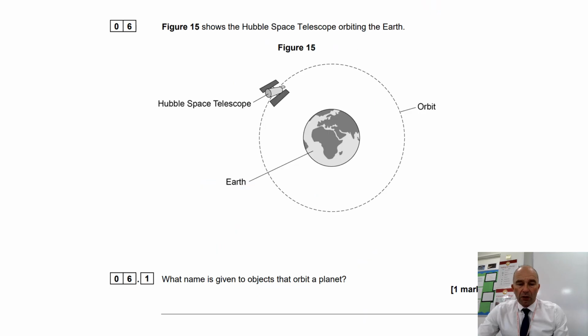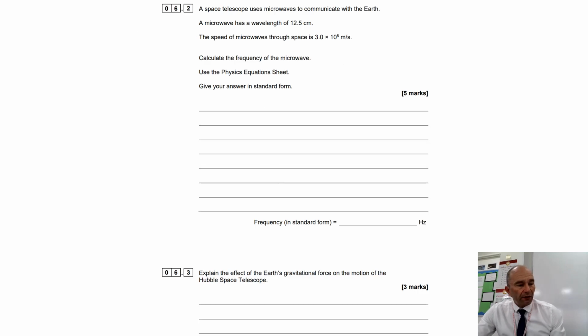Okay. Question 6, a little bit about space. So we've got the Hubble Space Telescope orbiting the Earth. What name is given to objects that orbit a planet? So satellites. So we have artificial and natural satellites. So in this case, the Hubble telescope will be our artificial satellite.